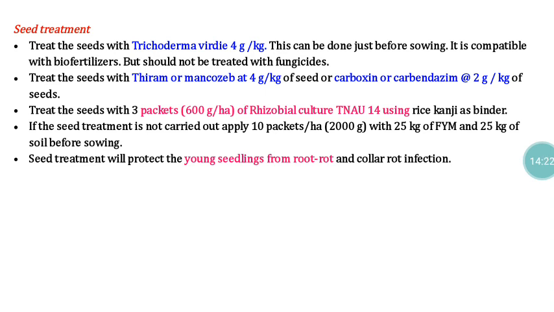So for rhizobial culture treatment, if it is a seed treatment, we have to use 3 packets, that is 600 grams. Whereas if it is a soil application, suppose you are looking for application of that biofertilizer directly in the soil, there we have to use 10 packets. Those 10 packets of material are mixed with 25 kg of farmyard manure and 25 kg of soil, then you go for broadcasting.